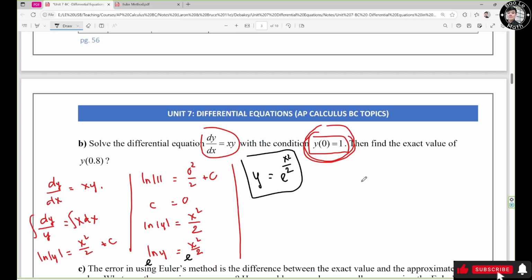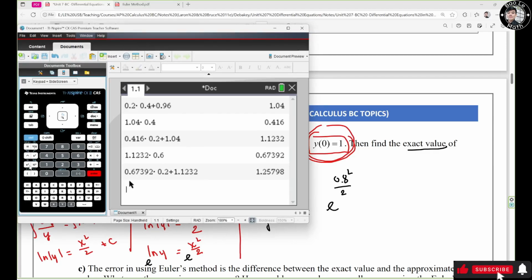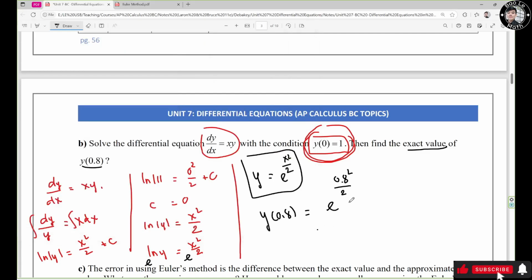Now, find the exact value of y of 0.8. So I have y of 0.8 equals e raised to the 0.8 squared over 2. So I'm going to bring up the calculator. I have e raised to the 0.8 squared over 2. Hit enter. The answer is 1.37713.